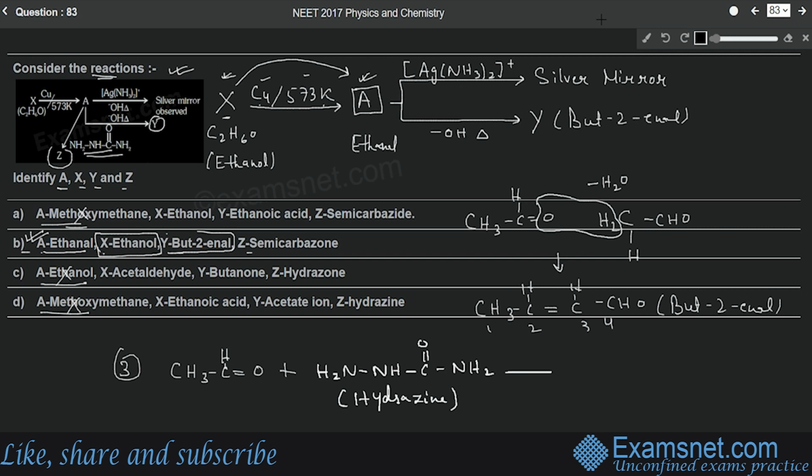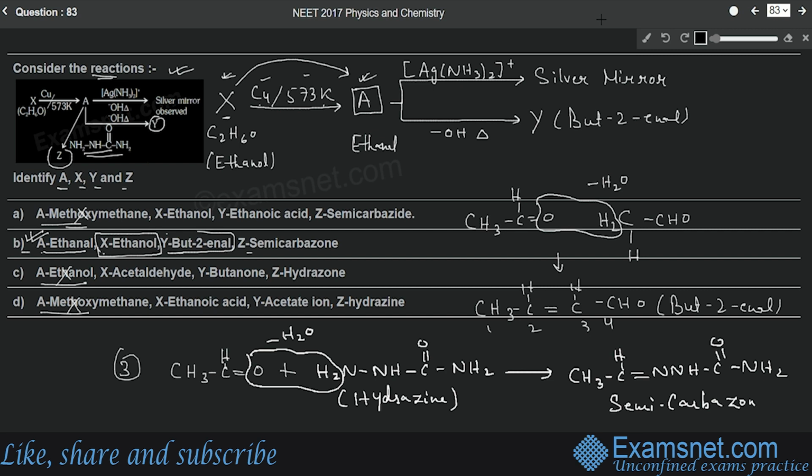And what will happen? A similar reaction will take place, that is oxygen from the aldehyde and H2 from the reagent will be removed as a water molecule, and again the formation of a double bond will take place. So let's write down the product here. CH3CH, and then this side double bond N, NH, C double bond O, and NH2. This will be formed and this is known as semicarbazone. Okay, so this Z should be semicarbazone. This is the compound Z. That means option B is correct because here all the compounds are mentioned correctly. So option B will be the correct answer.